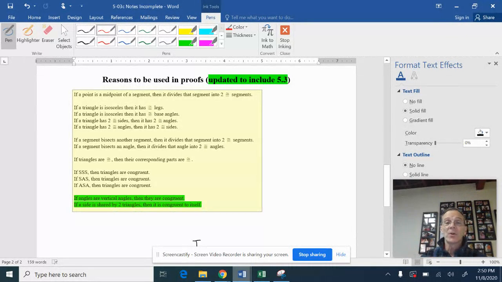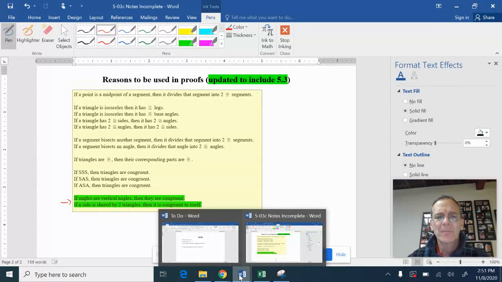On tonight's homework, which I think I want to give you a preview of here, you should be looking for the opportunity to use these reasons here. In about half of the proof problems tonight, you're going to need one of these two reasons. The other half of the proof problems, you won't need one of those two, but you'll need some of the other ones. Okay, so be on the lookout for those. In fact, let's go take a look right now.